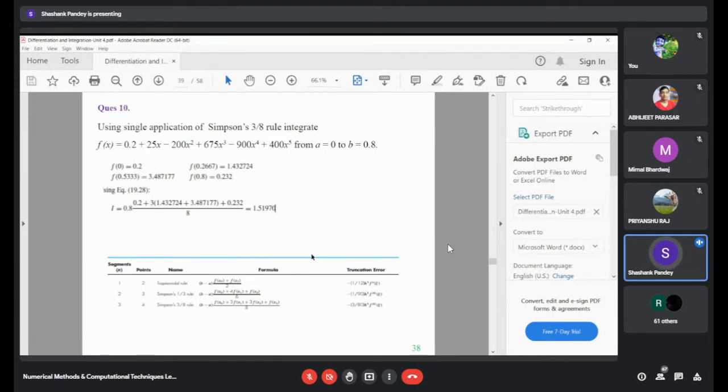We'll solve some problems. If you look at the summary of the single application of the trapezoidal rule, Simpson's 1/3 rule, and Simpson's 3/8 rule, which is given in this table, you can clearly see the difference between the three formulas.